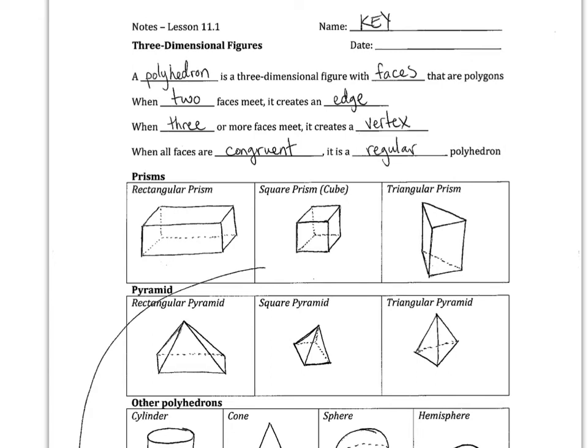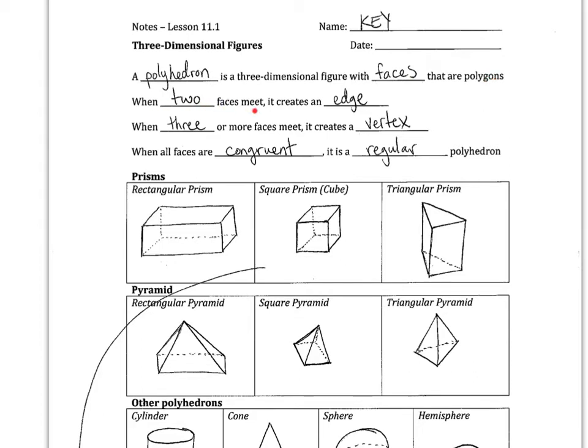Math 7, lesson 11.1, we're going to be talking about three-dimensional figures. So let's take some notes on this first. A polyhedron is a three-dimensional figure with faces that are polygons.